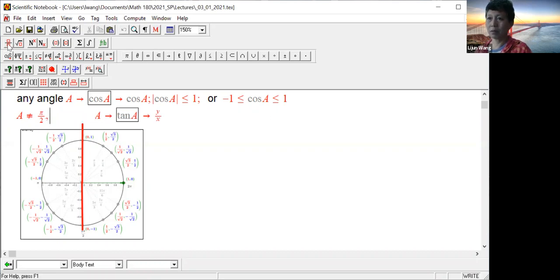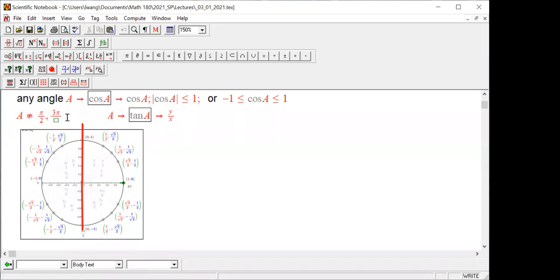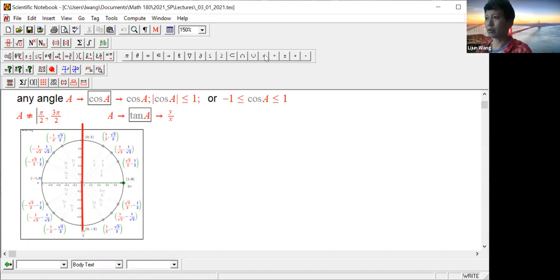What else can it not be? It cannot be 3 pi over 2. What else can it not be? It cannot be positive pi over 2. It cannot be negative 3 pi over 2 either. So the list just goes on, right? It can be all the other angles. It just cannot be these values. But how do we express all of them algebraically? Which your calculus teacher wants to see.